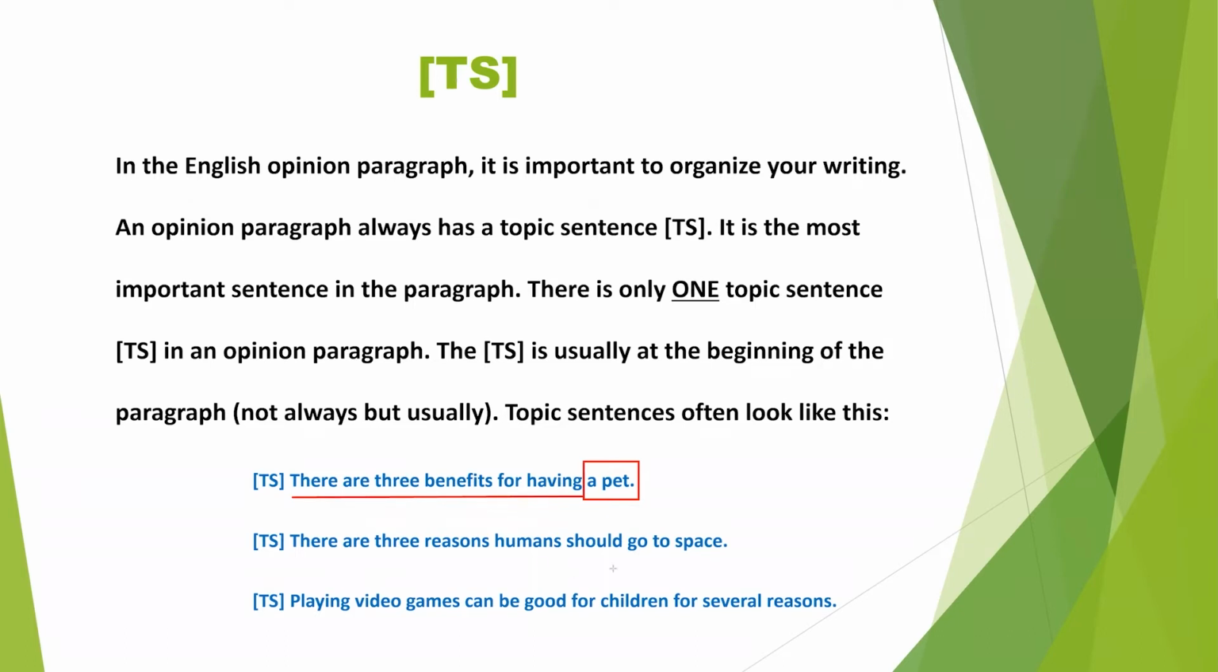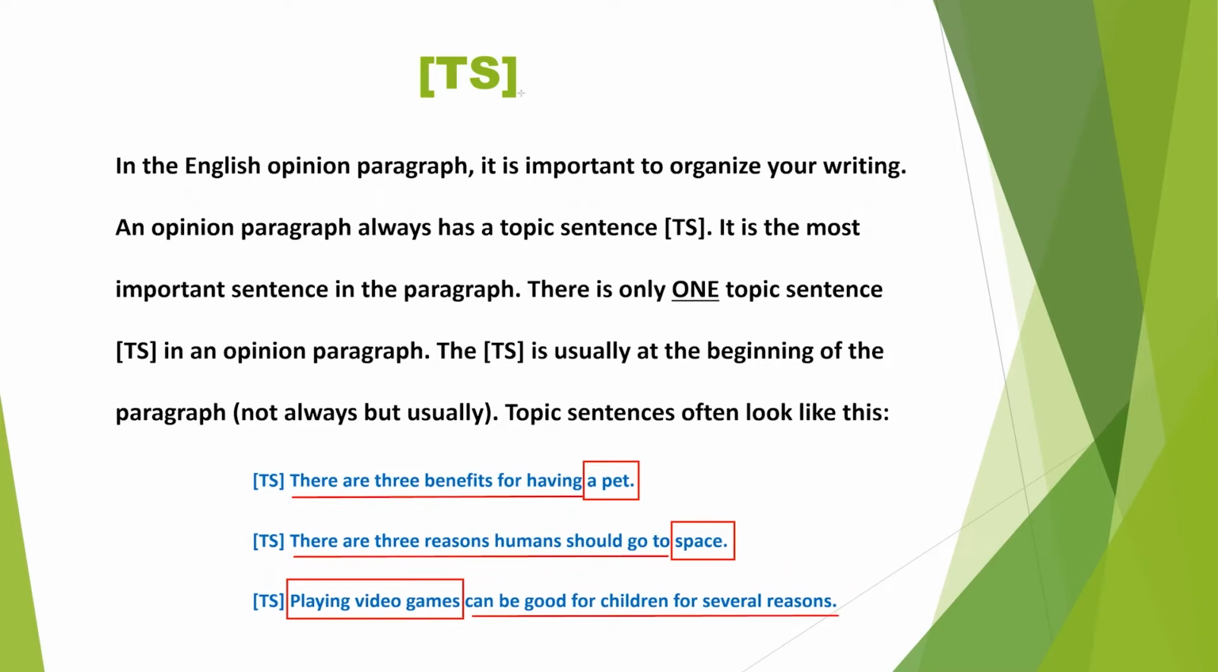Now let's go to our second one. There are 3 reasons humans should go to space. So our topic is space. And here, there are 3 reasons humans should go. That is my complete opinion, okay, on the topic of space. And then in the final topic sentence here, you can see that the topic is actually at the beginning. So you can do it this way also. Playing video games can be good for children for several reasons. So this part is my opinion about the topic, okay?